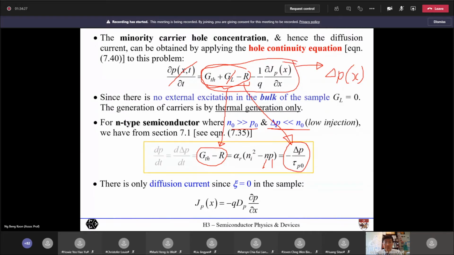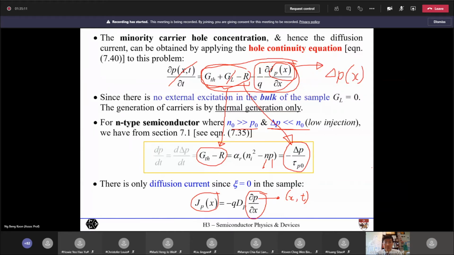In terms of the current term, because we said there is no electric field, you're not going to have drift current. So J_p(x) would simply be due to diffusion. We know the diffusion current for holes is this equation here, minus q D_p times the partial derivative of p with respect to x. Again, we write it as a partial derivative because this p, strictly speaking, is a function of time and position in the semiconductor.